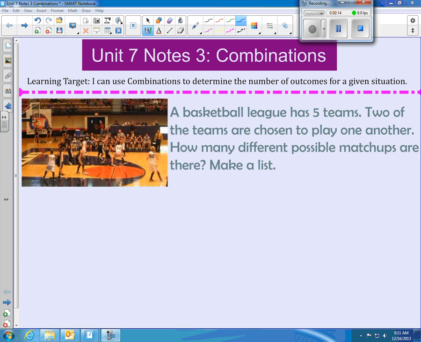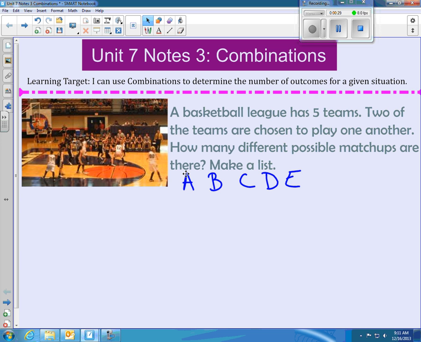Our first example says that we have 5 teams in a basketball league and we have to have 2 of them play against each other. How many different matchups are there? Instead of giving them names, let's just call them A, B, C, D, and E. So our possible matchups, we could have A against B, A against C, A against D, and A against E.